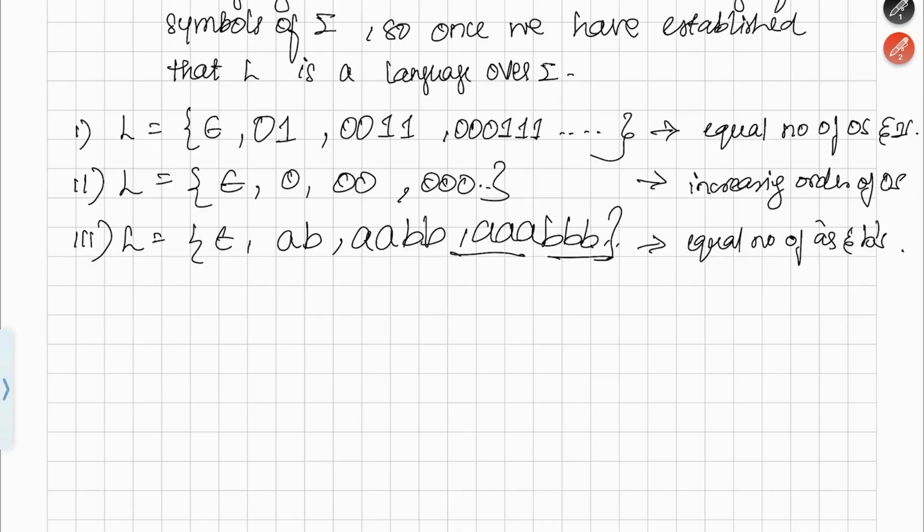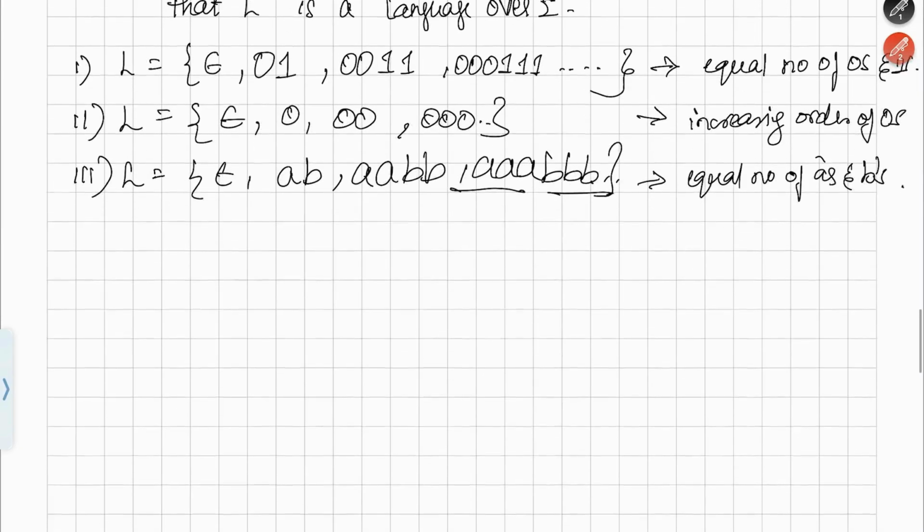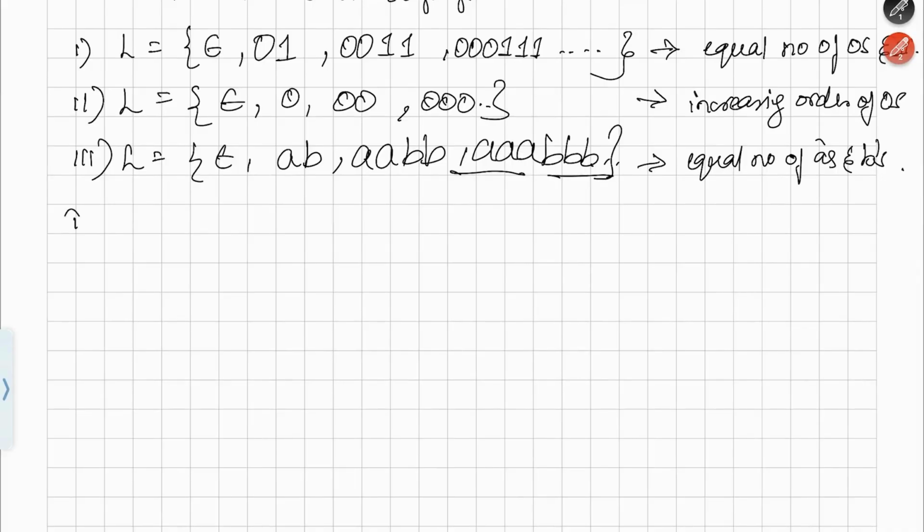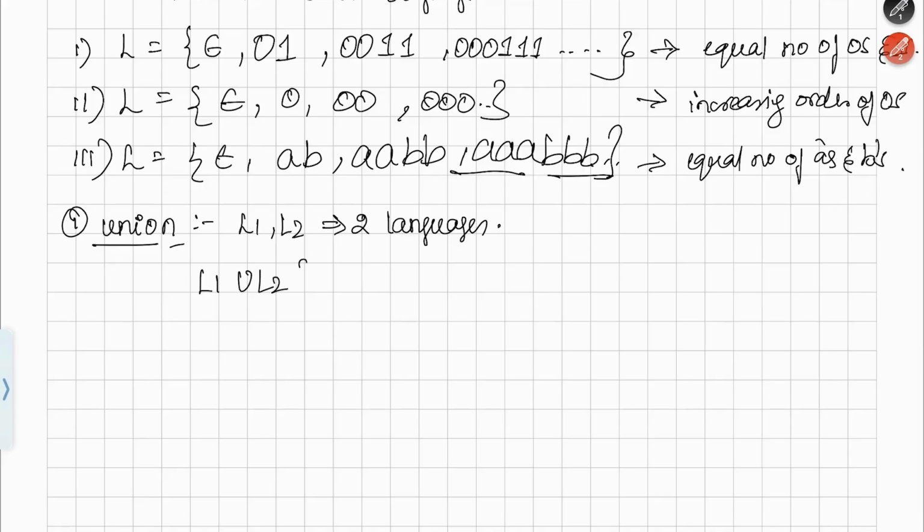So one more thing I can say, now that we have come to language, we'll also understand what are the various operations that we could perform over the languages. Okay, so the first one is the union operation. So let us consider L1 and L2 to be two languages. Okay, so I can say L1 union L2.